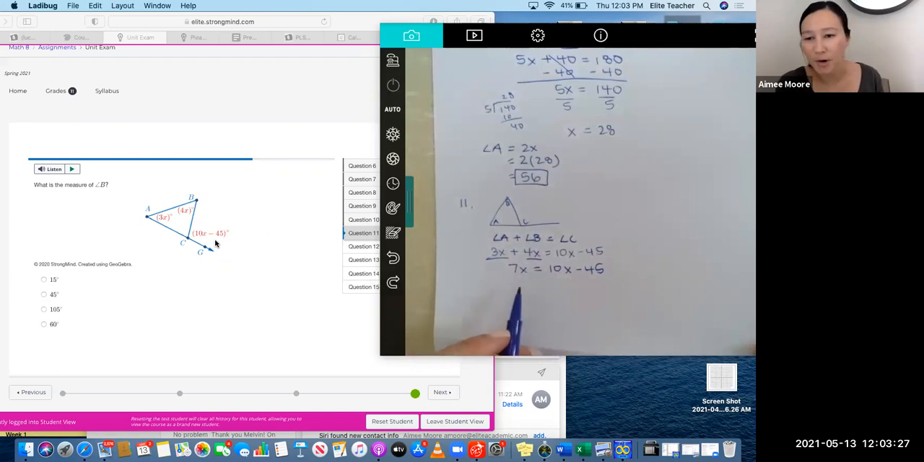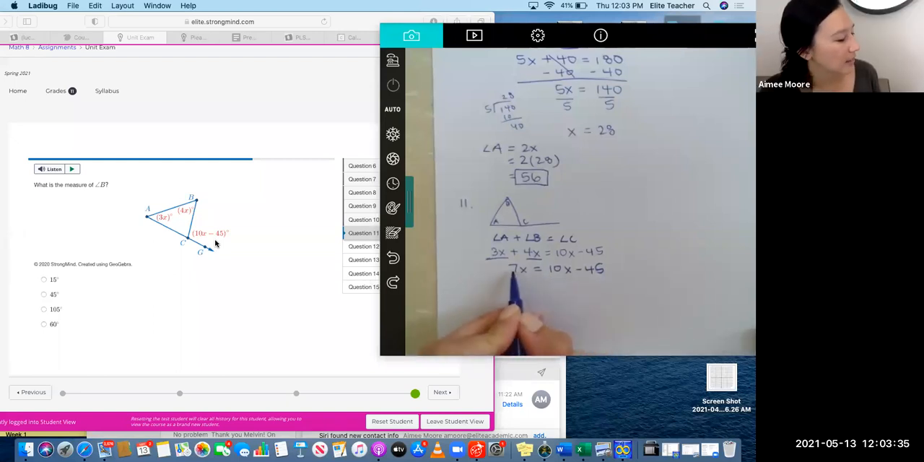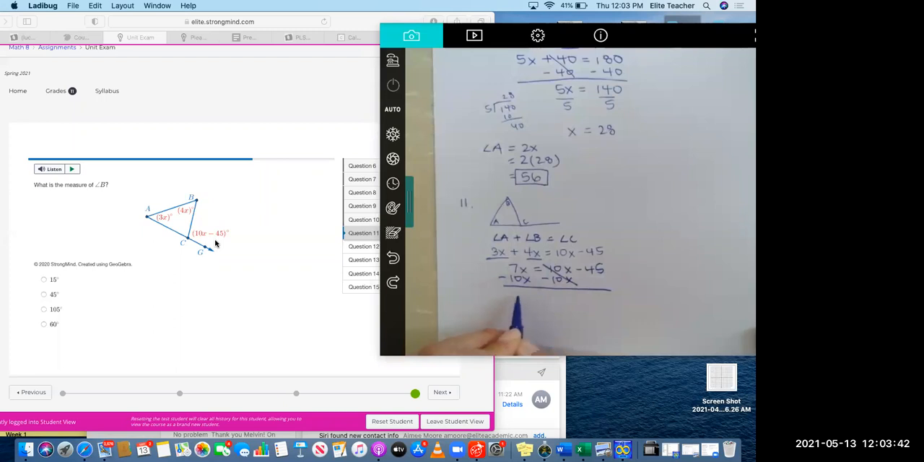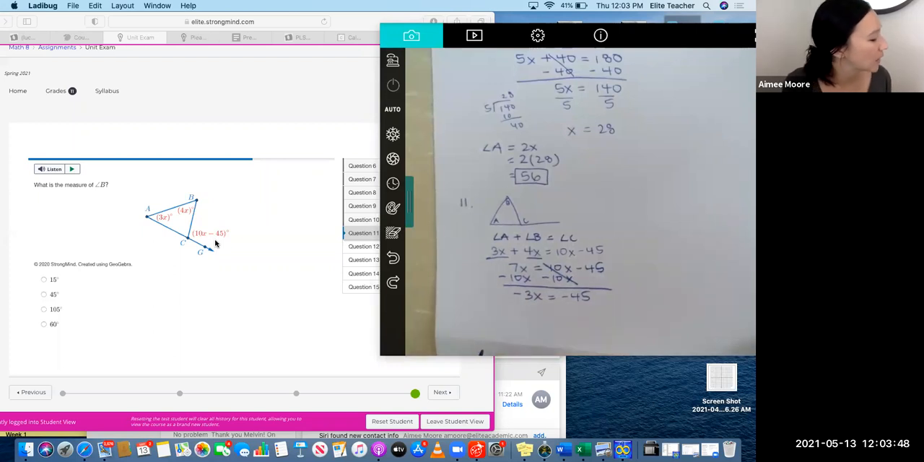Maybe Rosalie's not with us anymore. Brendan, do you know? No, I needed help with this stuff. Okay, so we need to get all the x's together. So we would need to subtract 10x from both sides. So then we get negative 3x equals negative 45. And now you know what to do here, Brendan. Now what do I need to do?